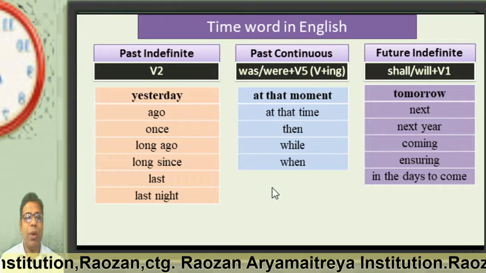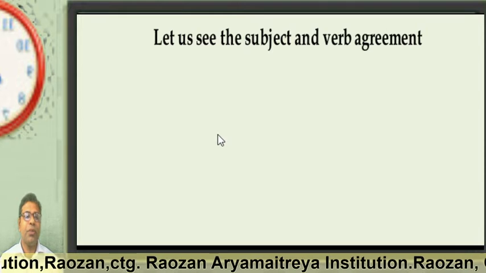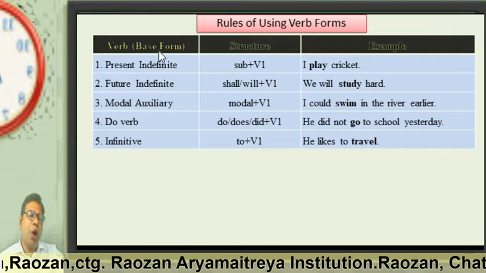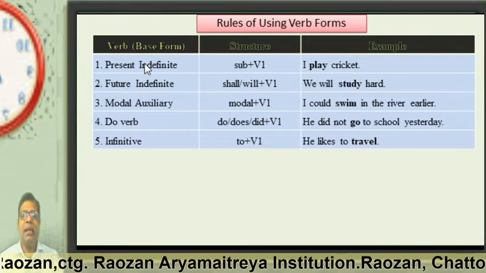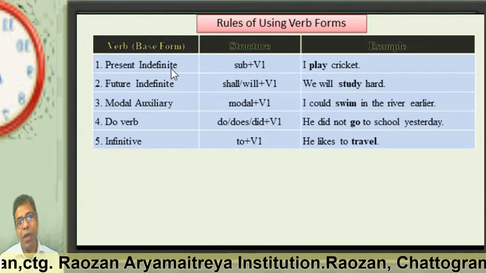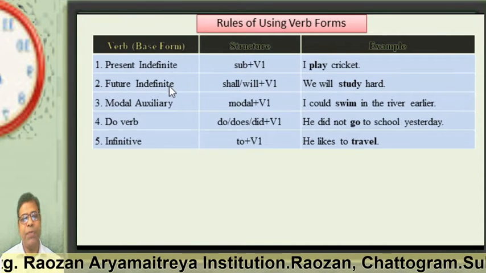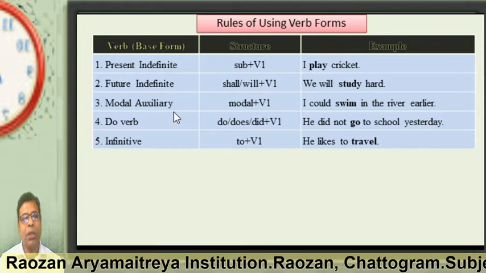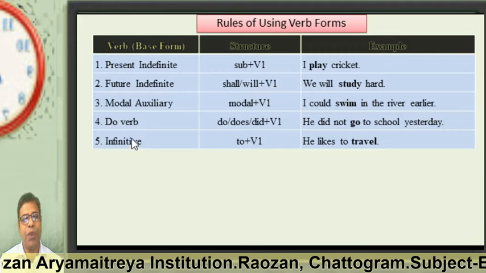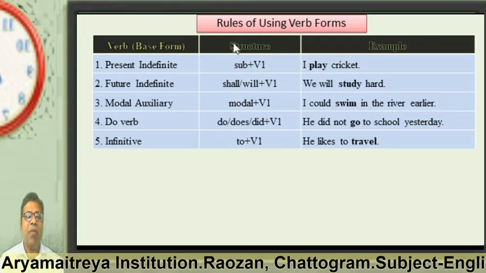Shall or will plus base form. Okay, dear students, let us see subject and verb agreement. This is very important. Base form: how many places do you need to use the base form? Present indefinite, you have to use base form. Future indefinite, you need to use base form. After a modal auxiliary, you must use base form. After the verb do, you need to use base form. Infinitive, to plus base form. These are the structures for base form.